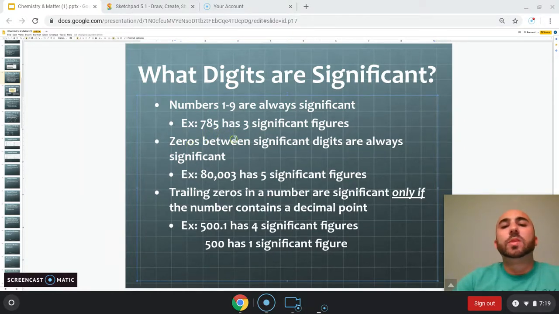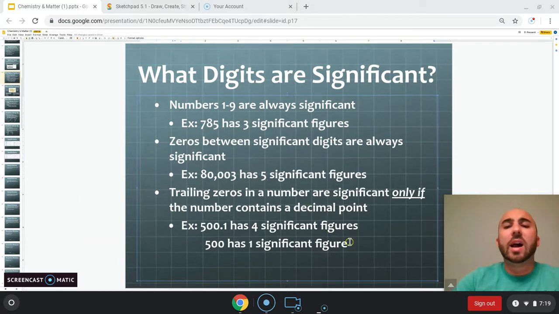Now, zeros between significant digits are also always significant. So if you look at the 8 here and the 3 here, there are 3 zeros between them. They are always significant if they're between significant digits. Therefore, this number, 80,003, has 5 significant figures.